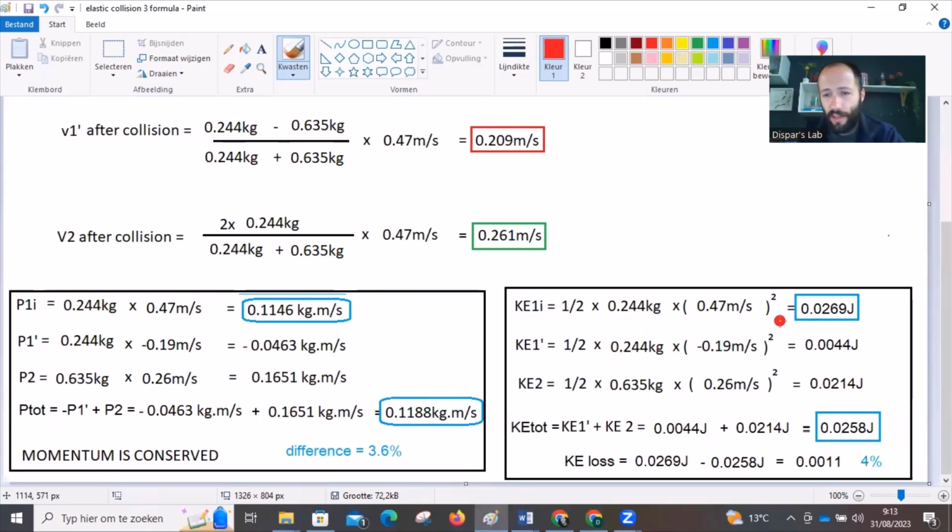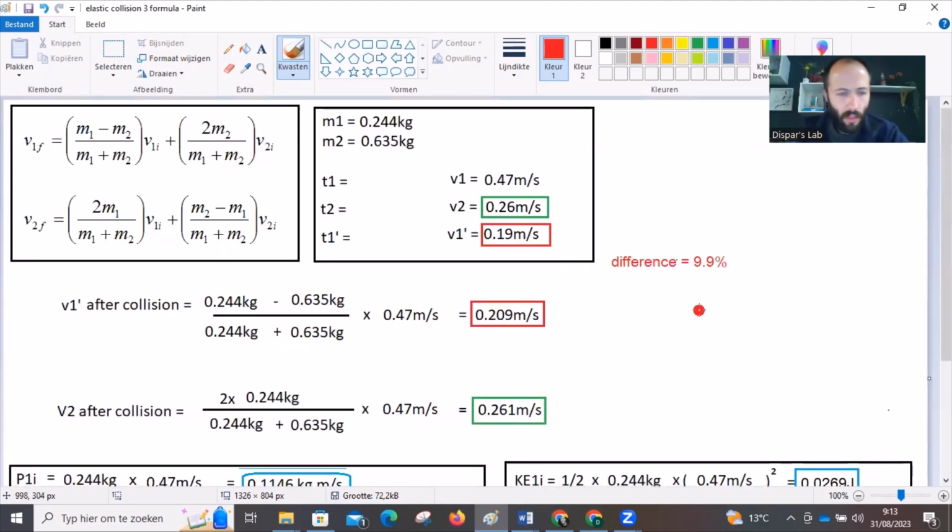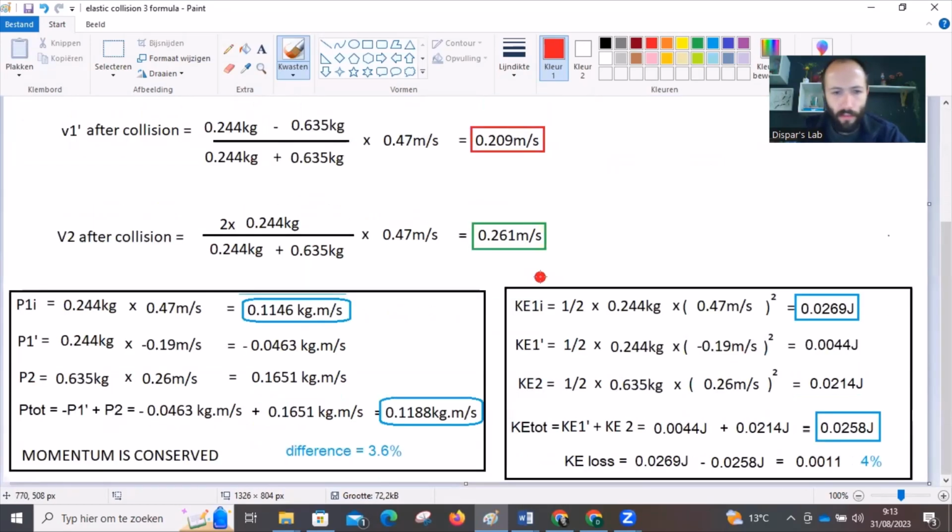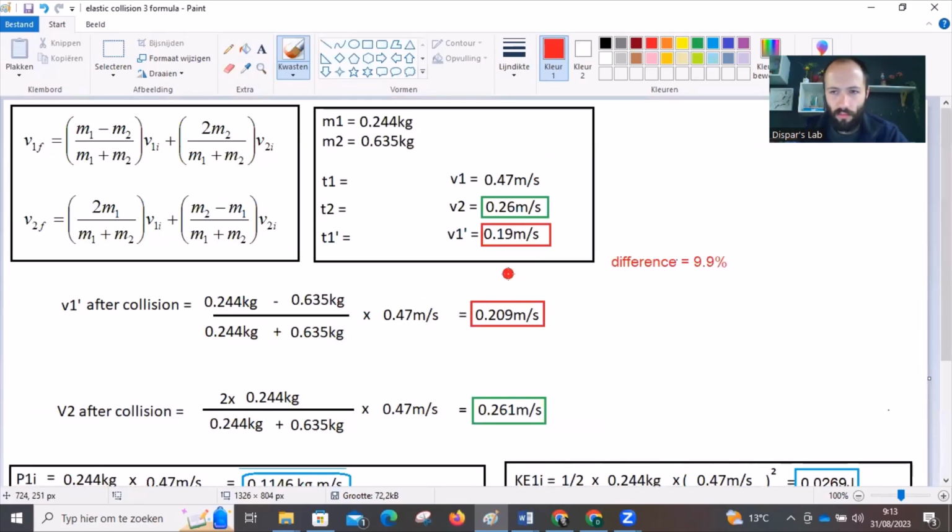And now for the kinetic energy, the total amount of initial kinetic energy is 0.0269 joules. And when we add the kinetic energy of both cards after collision, we get 0.0258 joules, and that is a difference of 4%. Again, not too terribly big of a difference. So again, it's always the first card after collision that has a bigger difference than all the other predictions. But I would say the formula is still pretty reliable.